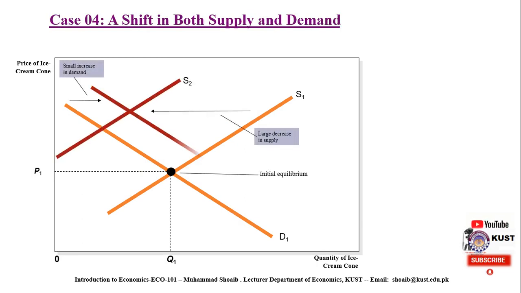Again, if the change in the supply is greater as compared to the change in the demand, then what will happen? We move from the initial equilibrium position to the new equilibrium position. The price increases from P1 to P2, while the equilibrium quantity decreases from Q1 to Q2, resulting in an increase in the price and a decrease in the equilibrium quantity.